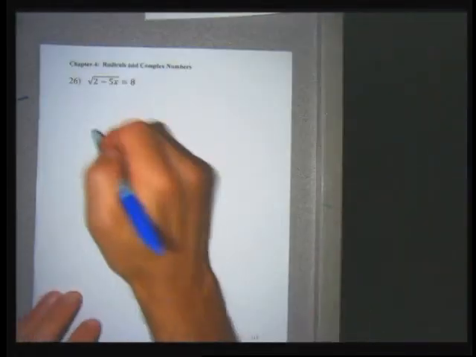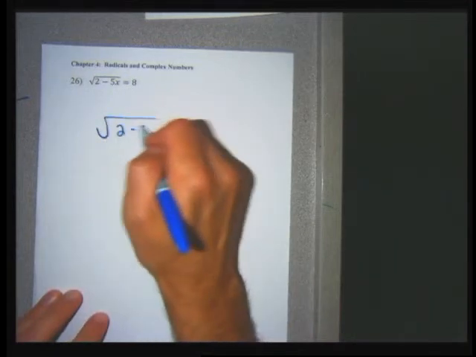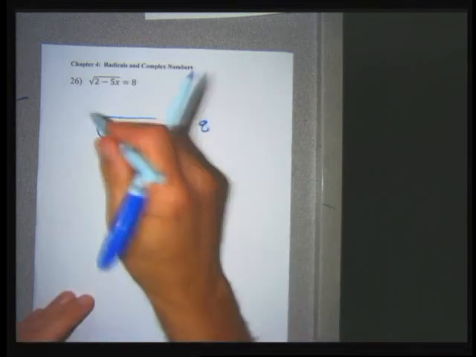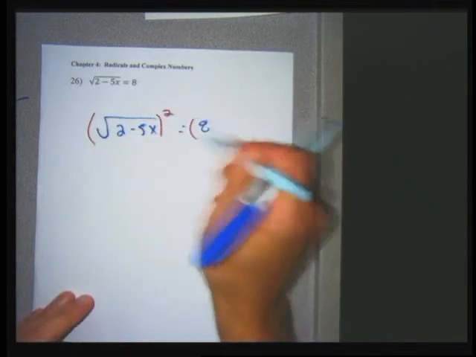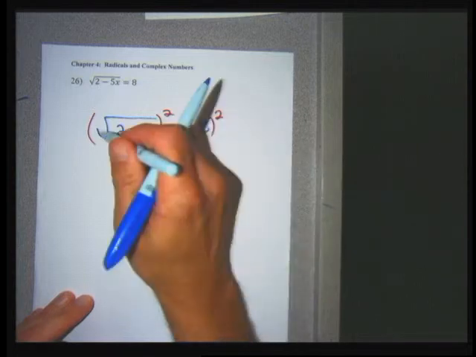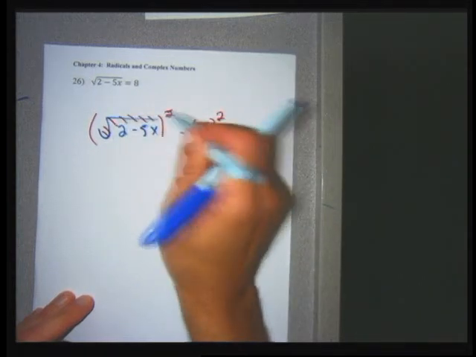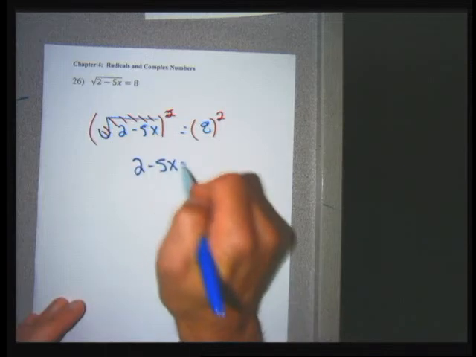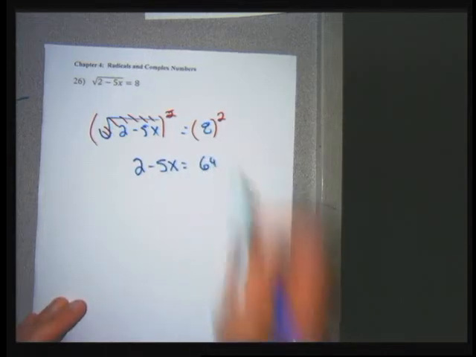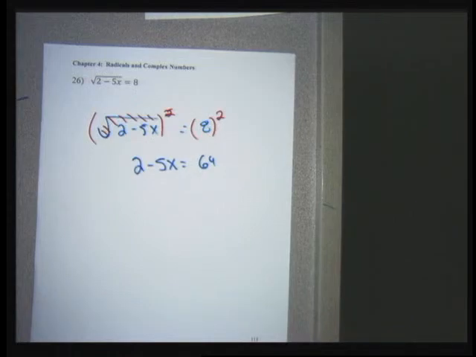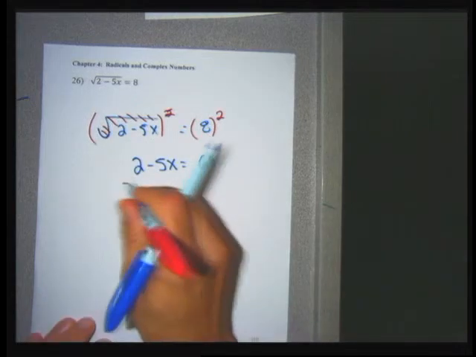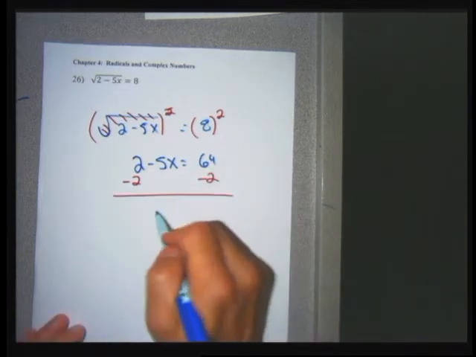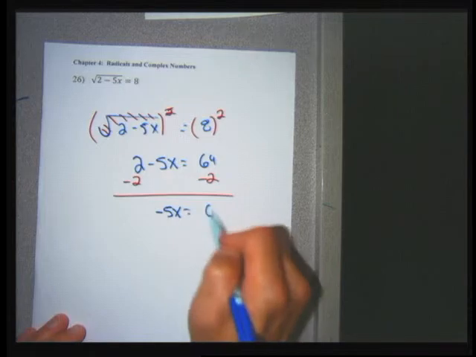For 26, I'm going to square both sides to get rid of the square root. So I'm going to go square and square. On the left side, when you square a square root, you get the stuff under the square root, and it doesn't change what's under the square root. On the right side, 8 squared is 64. Now I need to get the numbers on one side, the letters on another. I don't need to factor because there's not a square. So this is going to give me minus 5x equals 62.